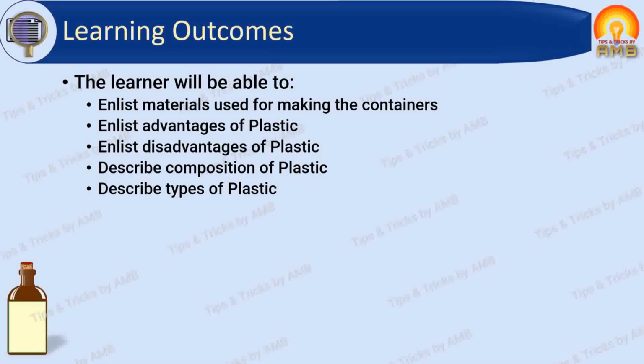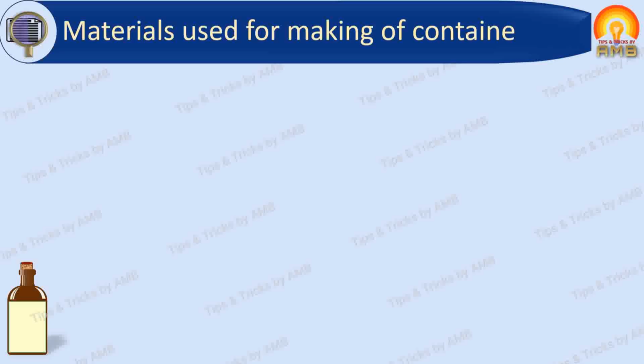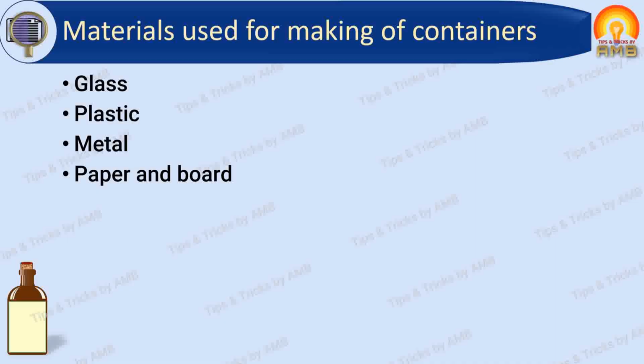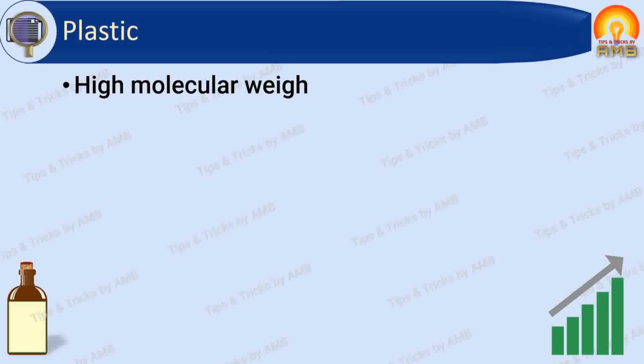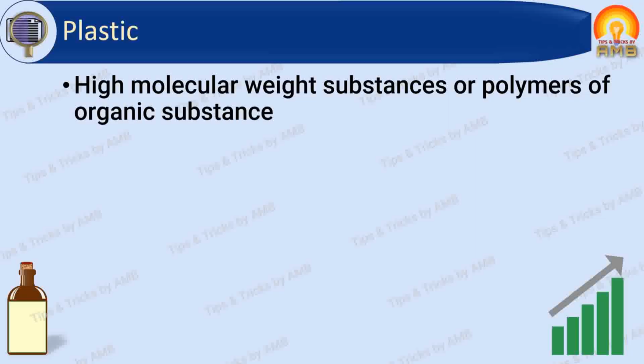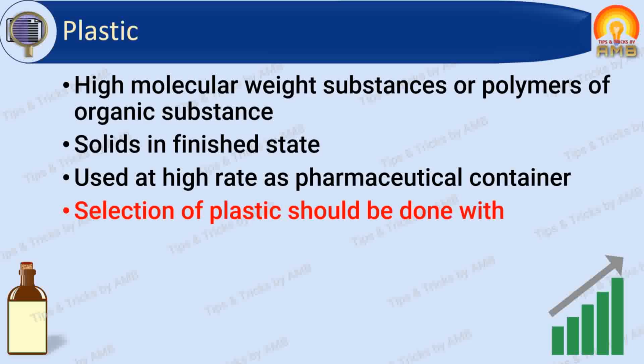In one of the last videos, we discussed that the containers used for pharmaceutical products are usually made from the following basic materials: glass, plastic, metal, paper and board. Now let's discuss plastic. Plastics are high molecular weight substances or polymers of organic substances which are solid in their finished state. The use of plastics as a pharmaceutical container has grown at a rapid rate, but the selection of plastic material for pharmaceutical containers should be done with care.